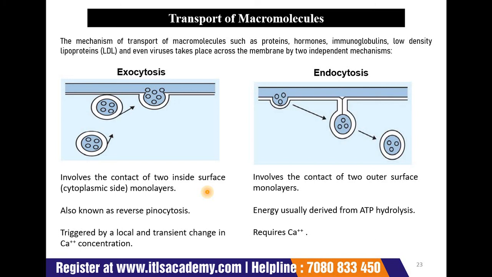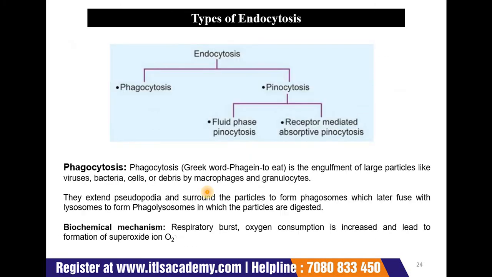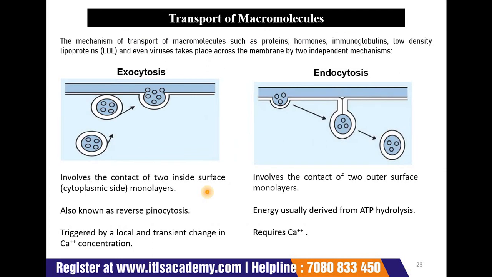Similarly, endocytosis also requires calcium concentration. It involves the contact of two outer layers instead of two inside layers, and it requires a lot of energy, which is derived from ATP hydrolysis. All eukaryotic cells are continuously internalizing parts of their plasma membrane.